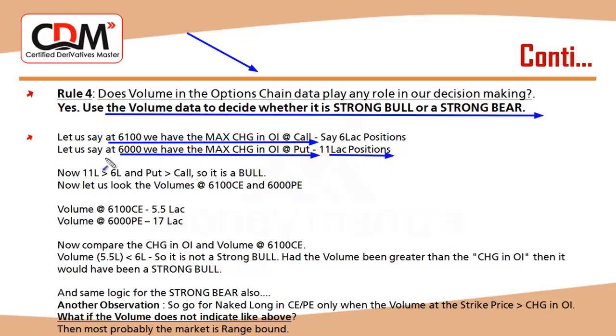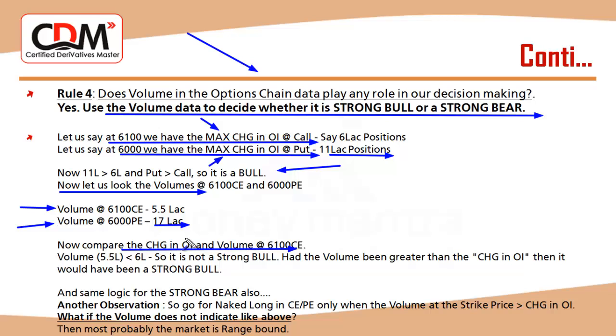Now 11 lakh is greater than 6 lakh, very apparent, that is put is greater than call, so it is a bull trend. If put is greater than call, it is a bull trend in maximum change. See, we are referring to the maximum change. Now let us look at the volumes at 6100 CE and 6000 PE. Say 6100 CE has a volume of 5.5 lakh and 6000 PE has a volume of 17 lakh. Now compare the change in open interest and the volume at 6100 CE.